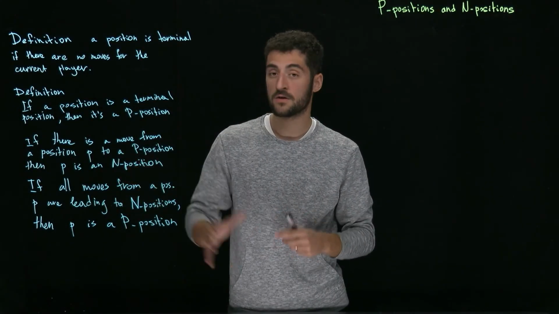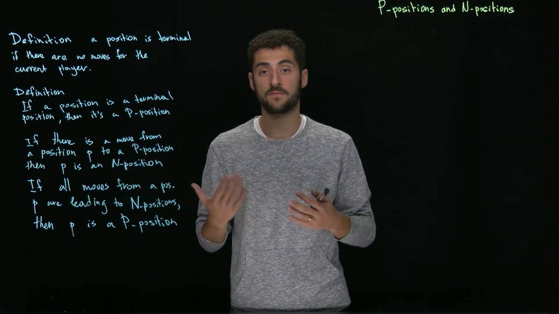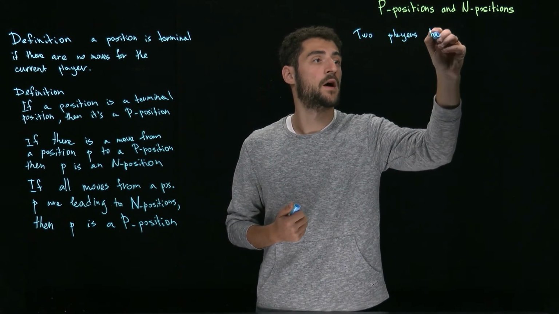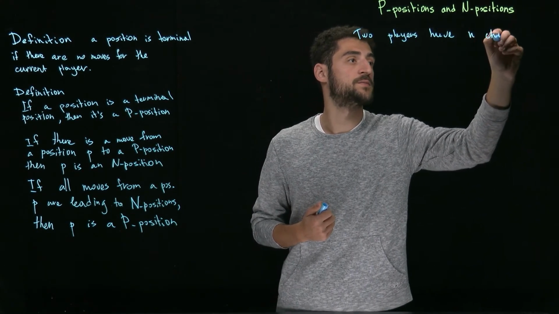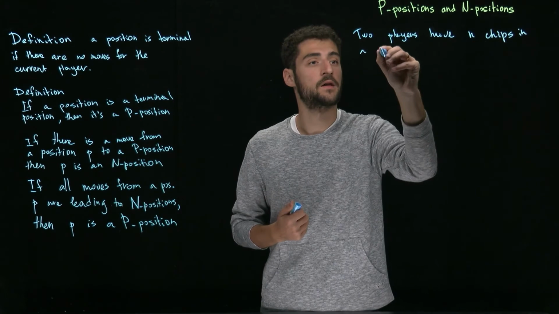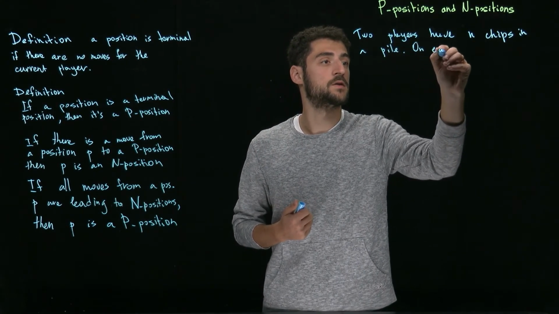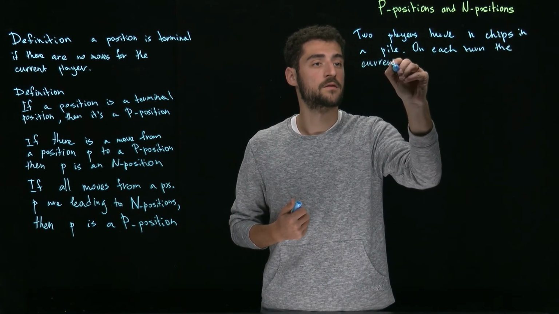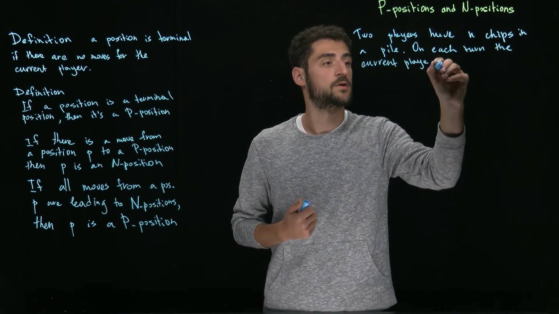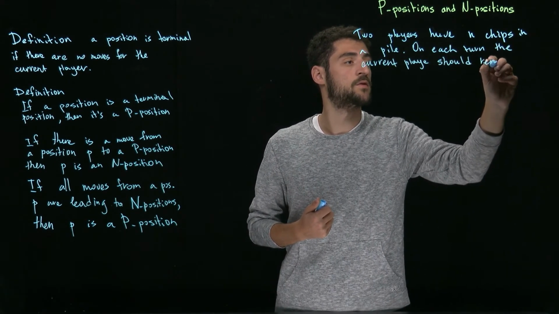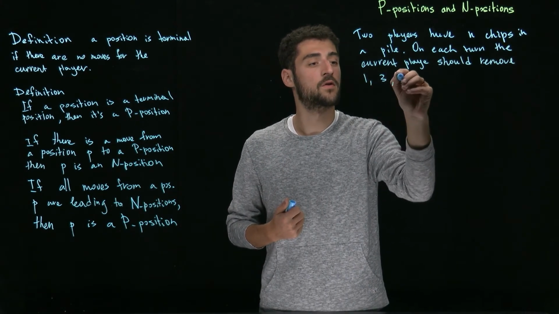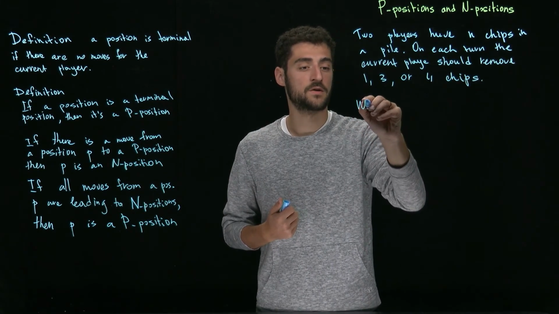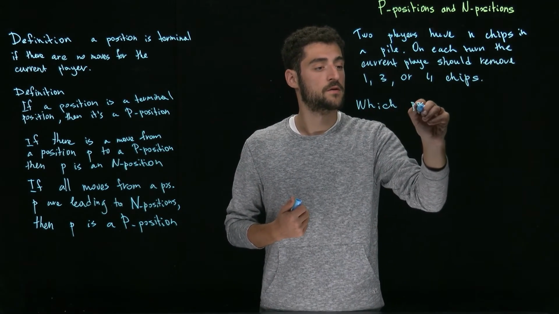We illustrate this definition with a simple game similar to the game we analyzed in the previous video. Two players have N chips in a pile. On each turn, the current player should remove 1, 3, or 4 chips. And we are interested in the question which positions are P positions.